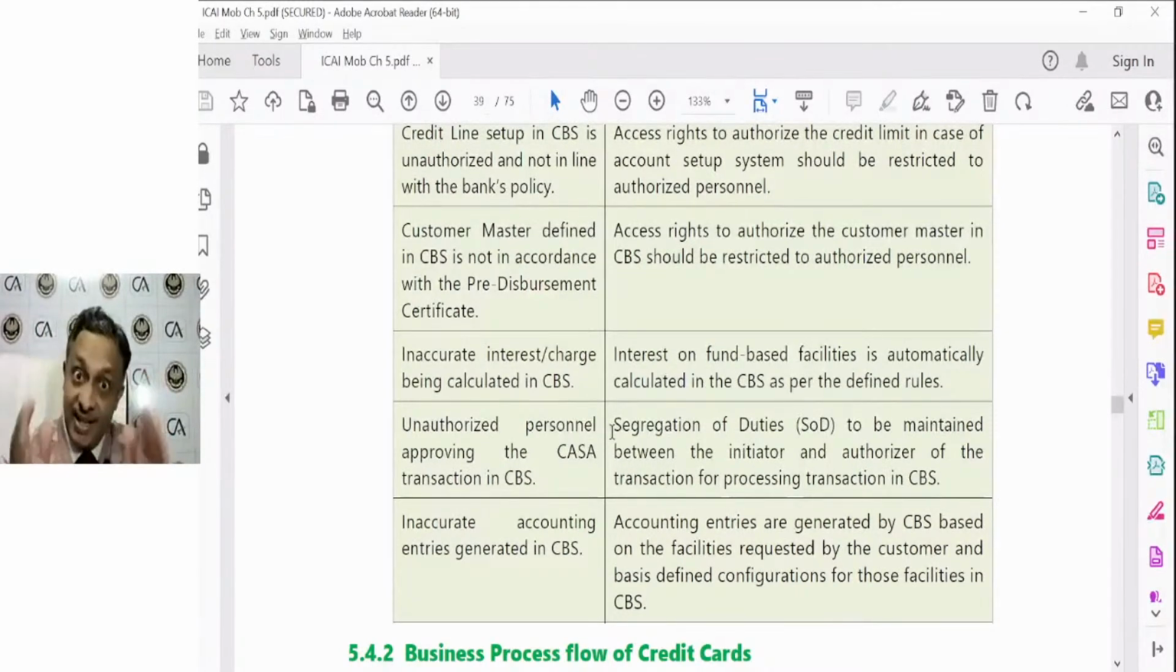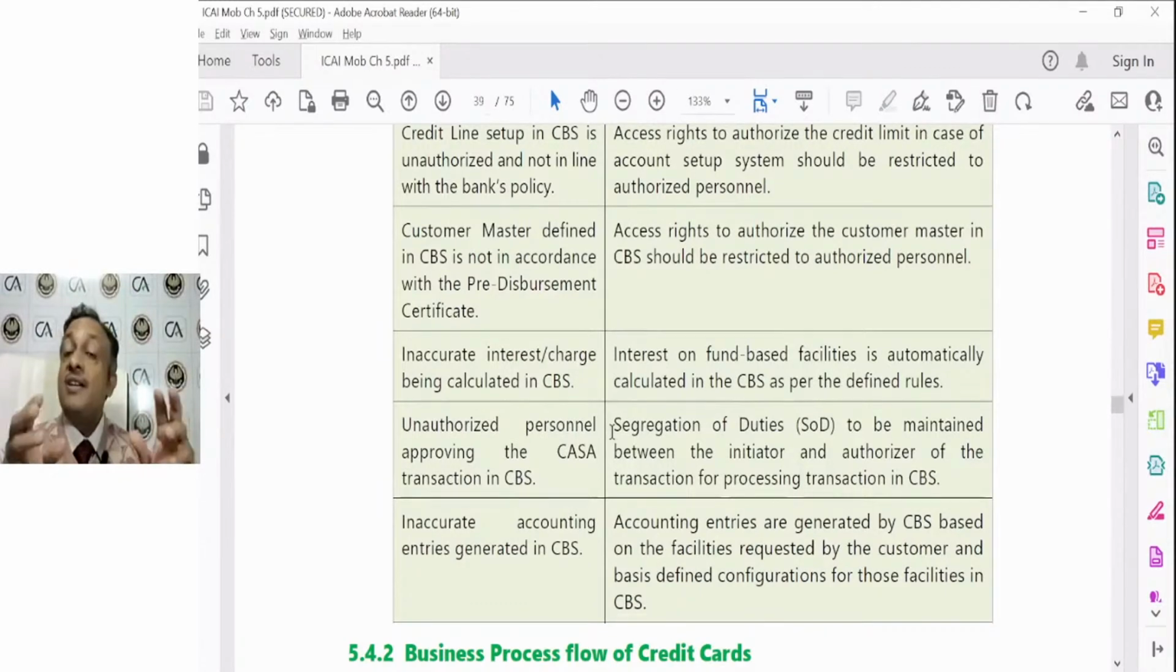The answer is yes. Next is critical: inaccurate accounting entries generated in core banking system. Now understand, what will an inaccurate accounting entry mean? It means that a transaction has to hit a GL code and a subsidiary ledger code, and it is not hitting that GL code and SL code and going somewhere else. So again, it's a disaster.